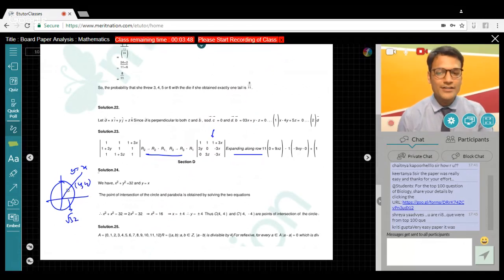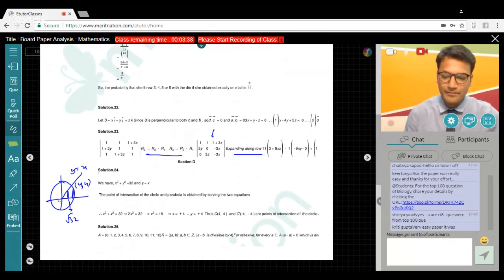And if you have the point of intersection, you need to apply the derivative for y is equal to x, and then you need to apply the derivative for the circle equation. You just need to add both of them to have your result. Again, a pretty simple and direct question.